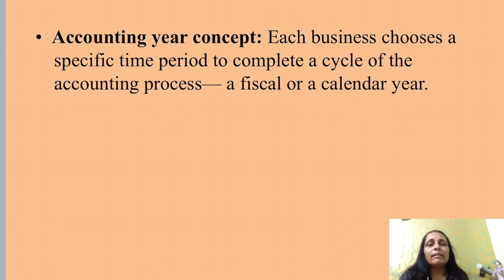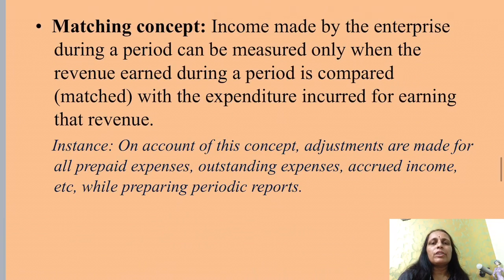Now, a company needs to choose one cycle in the form of a year, and that can be a calendar year or a fiscal year. Fiscal year starts from 1st April to 31st March, and calendar year starts from 1st January to 31st December. But in almost all cases, the company chooses a fiscal year. So they start their new cycle, the new set of books of accounts, on every 1st April, right? This is the accounting year concept.